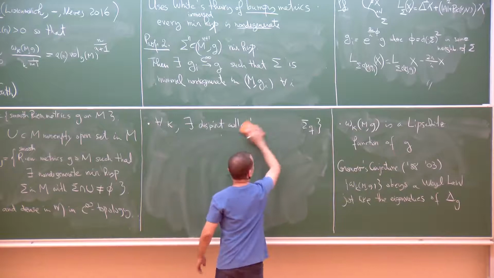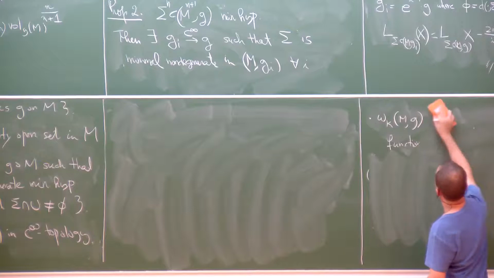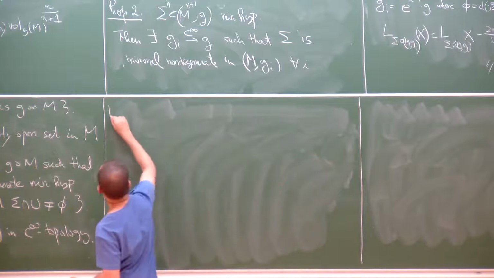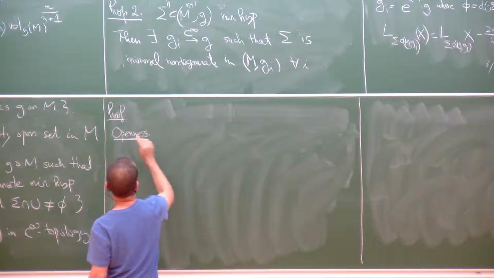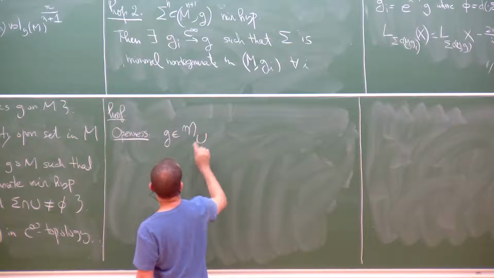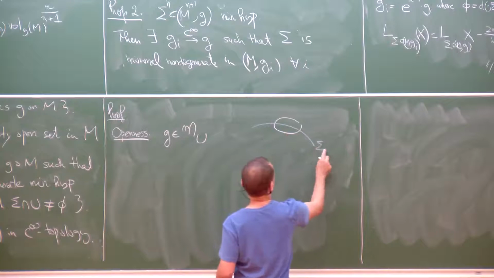So I'd like to prove proposition 3. If time permits, I will say a few words about the equidistribution. So the proof is the following. First one proves openness, and this is the easy part. If you give me a metric G in the set M sub U, then there is going to be some minimal surface sigma that intersects U and that is non-degenerate.